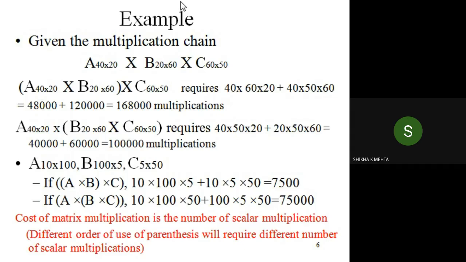This is one example. Now see another example: A is 10 by 100, B is 100 by 5, C is 5 by 50. Again, there is a difference of 75,000 and 7,500, which makes a big difference when we are multiplying the matrices. The cost of matrix multiplication is basically the scalar multiplication. The order of the parentheses requires a different number of scalar multiplications, as we can see.